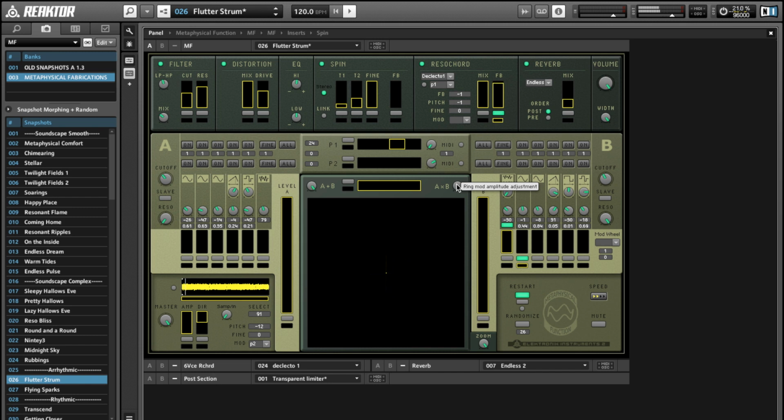A few more things to note here. The cutoff and resonance alters the character or color of the impulse. Also, the distortion not only gives us more gain, but also provides another level of character. The resochord provides body and depth to the instrument.